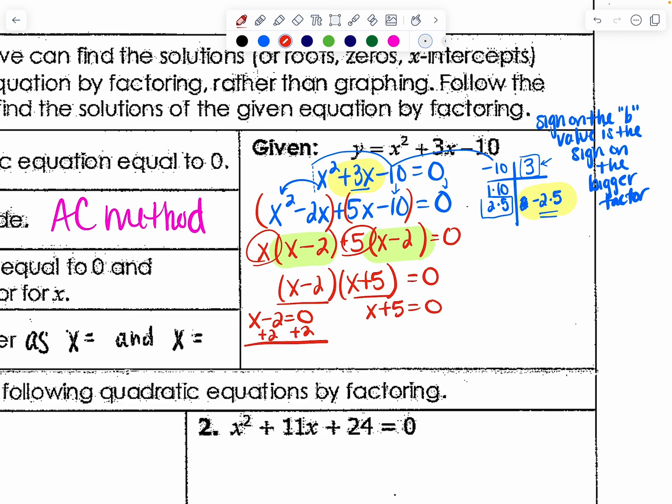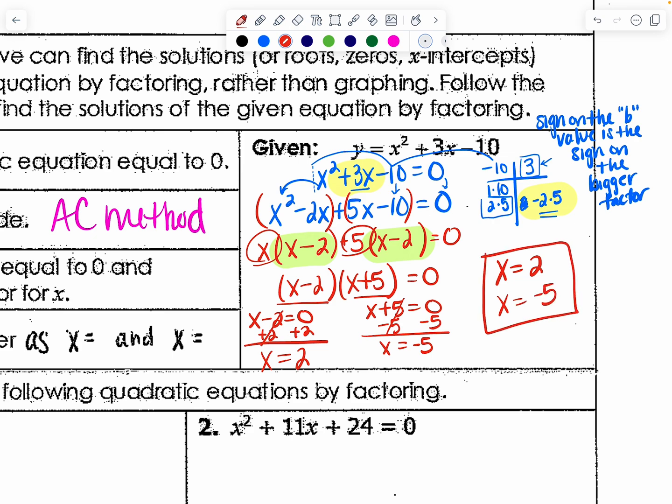I would add 2 to both sides, and I would get x equals 2. Subtract 5 from both sides, and I get x equals negative 5. So my two solutions are x equals 2 and x equals negative 5. All right? So before, we would stop at this point here. Now we have a couple added steps that we have to do. All right, let's do another one.